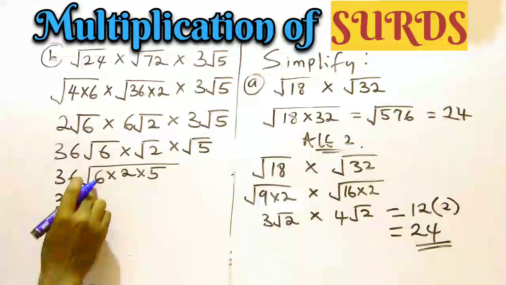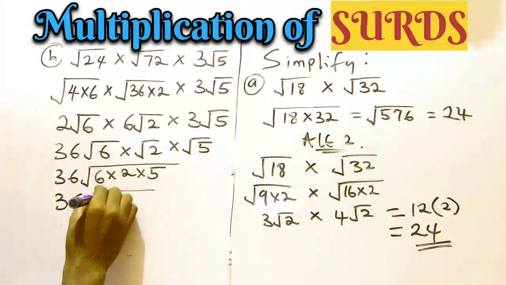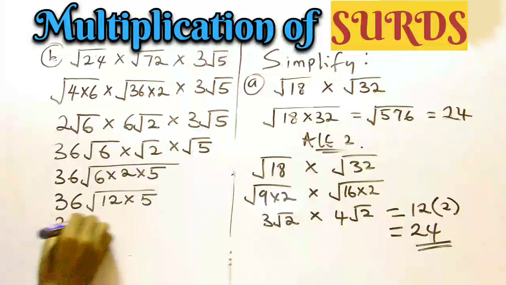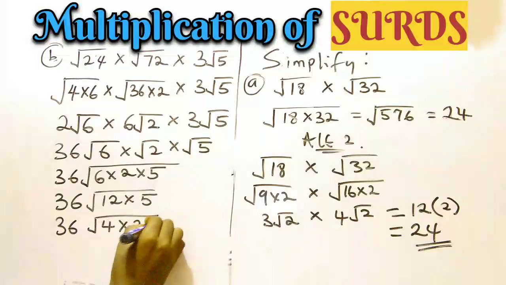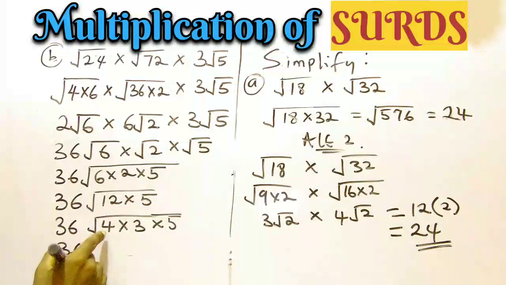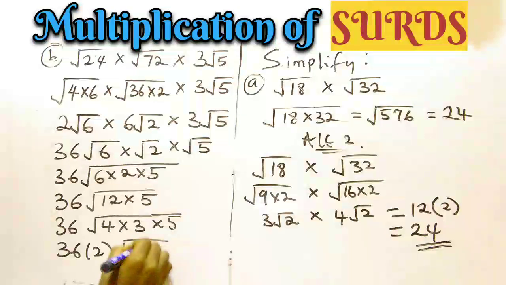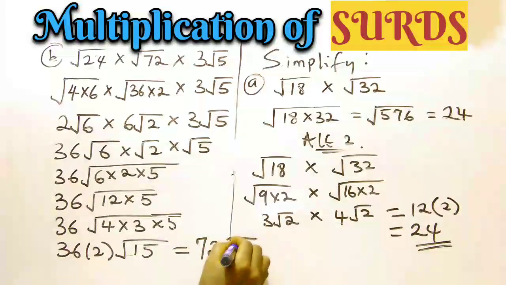If I put this in the same radical, that is root of 6 times 2 times 5. I know that 6 times 2 is 12, so 12 times 5, and I also know that 12 can be broken down because there's a perfect square inside of 12: 4 times 3. If I factor out the square root of 4, that is 2, then I'm left with root of 3 times 5, which is 15. So my final answer is 36 times 2, that is 72 root 15. And this is my solution to this second question.